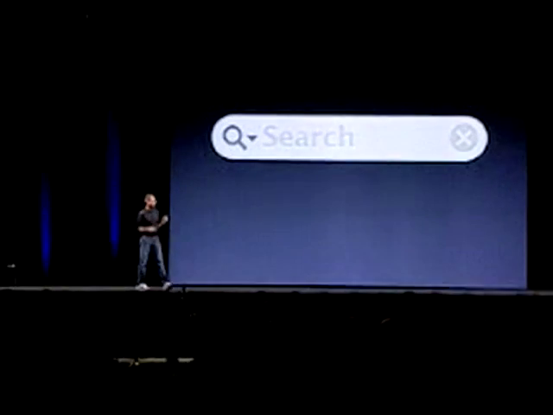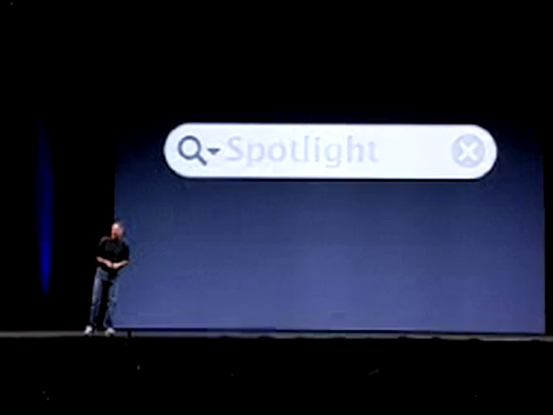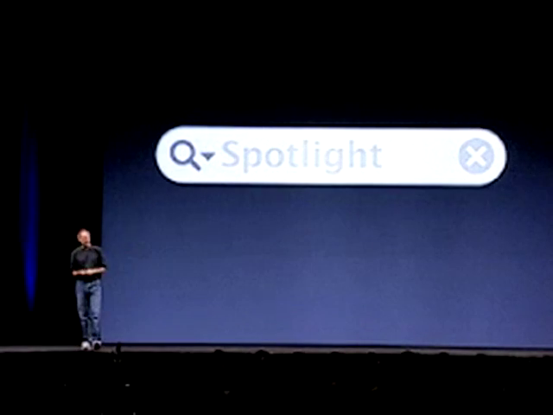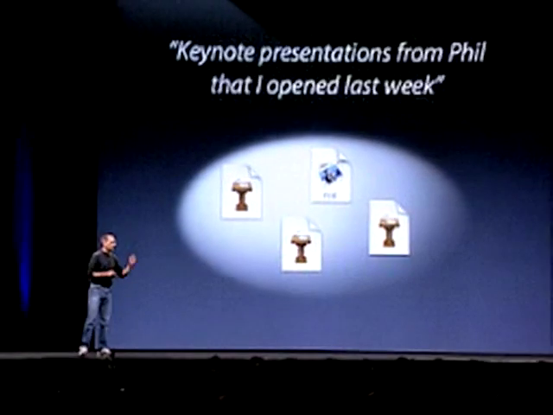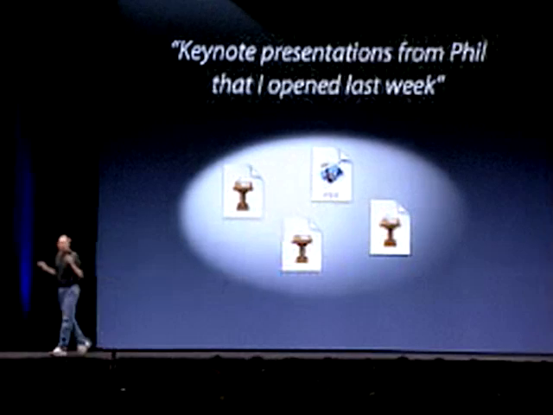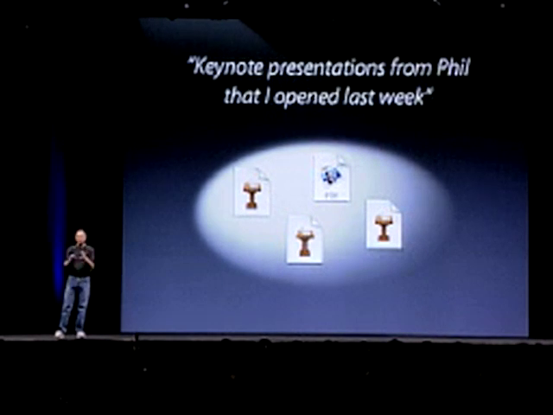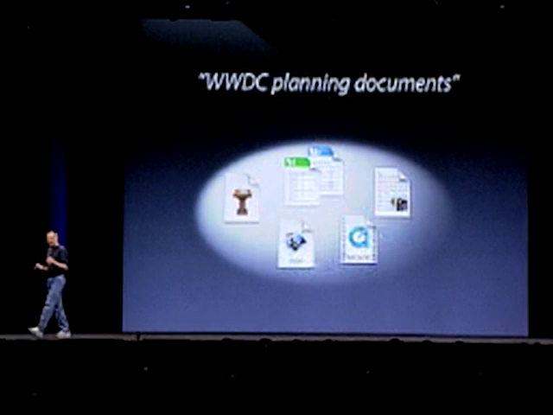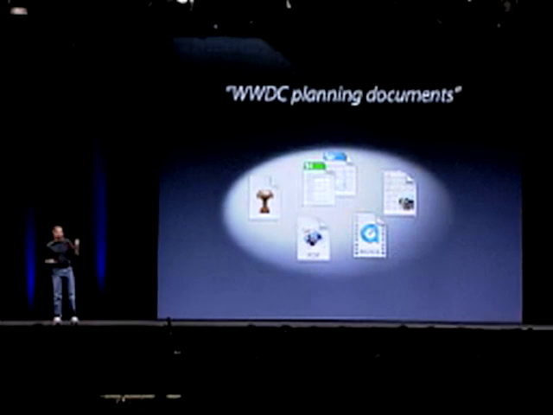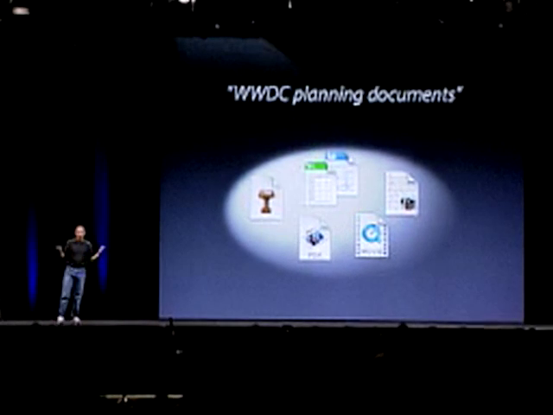And the technology we've developed to do that is called Spotlight. Spotlight search technology. And here's the kinds of things you can do with it. You can ask the question, let's find the keynote presentations from Phil that I opened last week, right? And boom, they'll pop up. Find all my WWDC planning documents. Boom, they'll pop up. Give me all my CMYK images at 1200 DPI for a particular client. Boom, they'll pop up. Stuff we've never been able to do before.